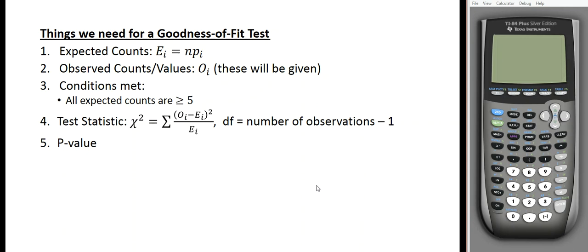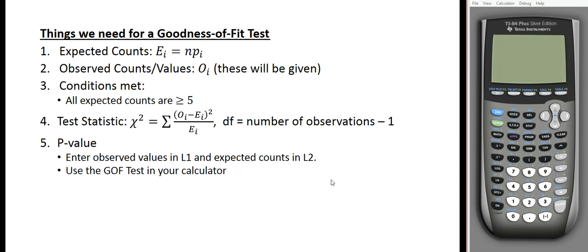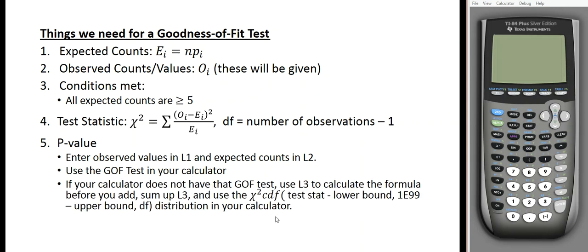Once we have our test statistic, we're going to get our p-value. To do that, there's a couple different ways depending on the calculator that you have. You can enter the observations into L1 and expected counts into L2, so that will be the same for everybody. And then if your calculator has the goodness of fit, so GOF test, we're going to use that. If not, I'll show you how to go through and use your list to help you.